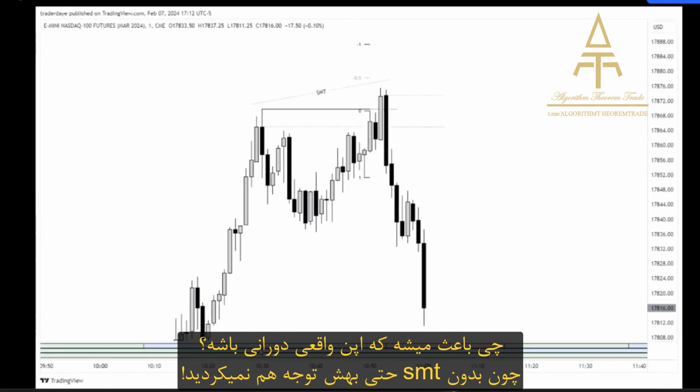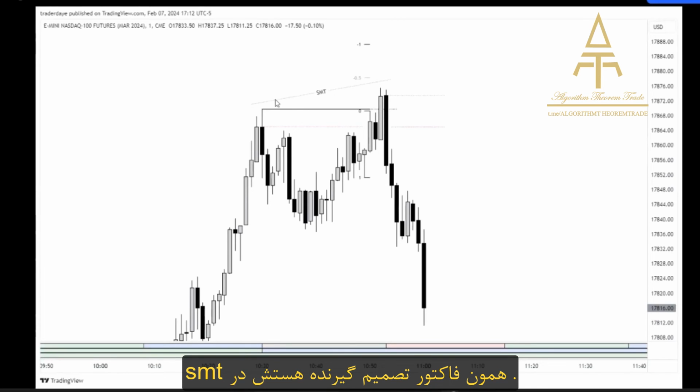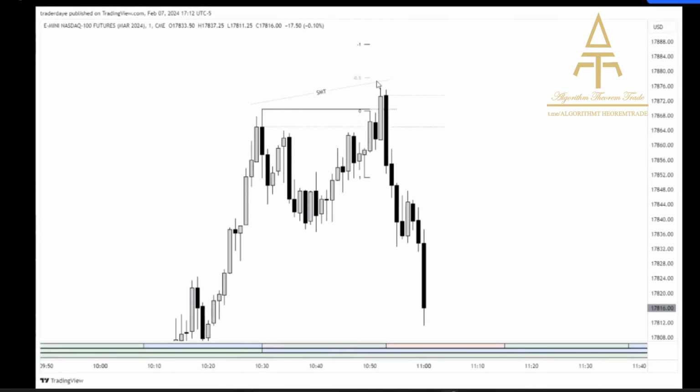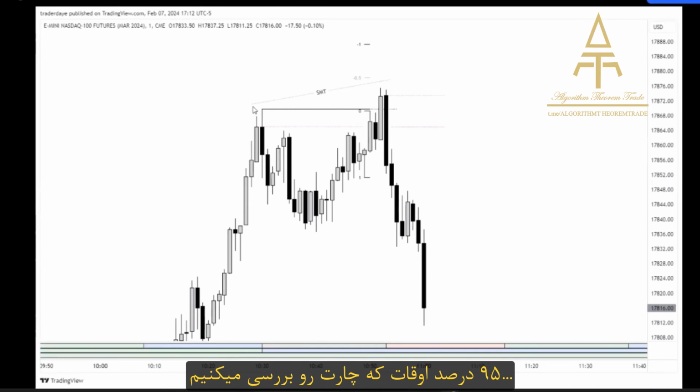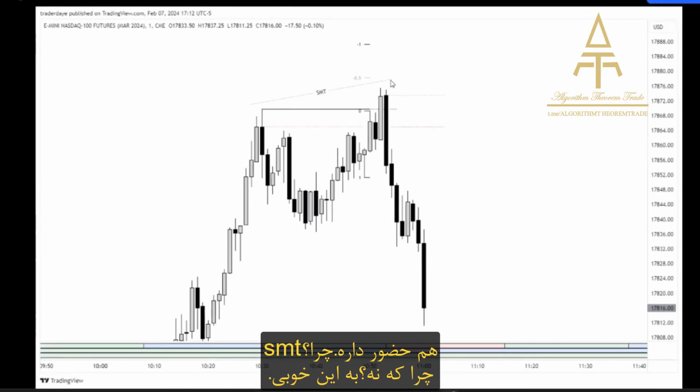What makes it a revolving true open? The SMT. Without the SMT, then you don't pay attention to it. Right? SMT is the deciding factor in 95% of the things that you will do with a chart. You don't trade without it. Because why would you when it's so good?